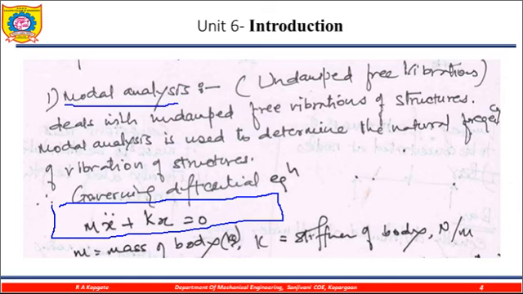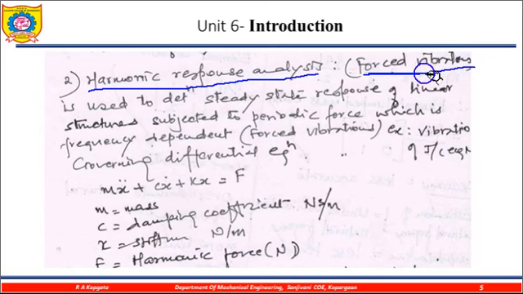Now we are moving on to the second type of analysis, called harmonic response analysis. In a harmonic response analysis, we are considering forced vibration. In a forced vibration, there is a damper we are using. We have already constructed a diagram, where there is a spring, and below this spring a mass is applied.